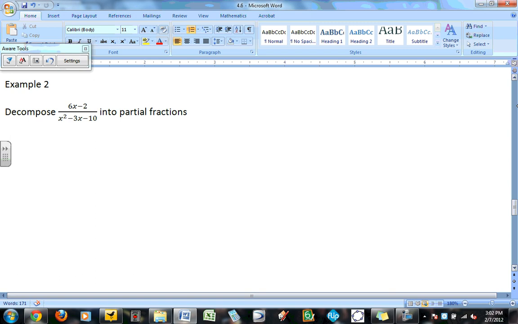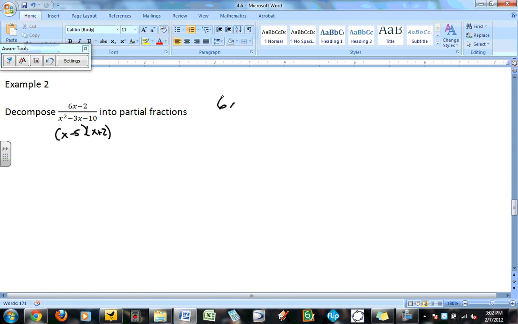Okay, so first step, we're going to factor the denominator. We know that 5 times 2 would add up to be negative 3, with signs being opposite, the bigger one being the negative in this case. So x minus 5, x plus 2. All right, and again, we're going to break this down, and we're going to write each of these as the denominators of our separate fractions.